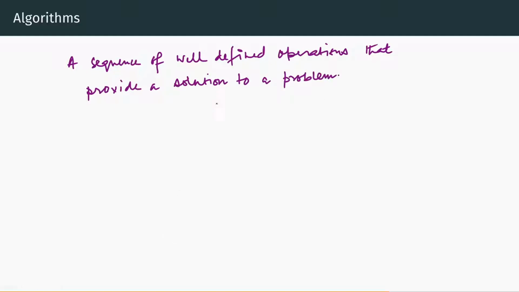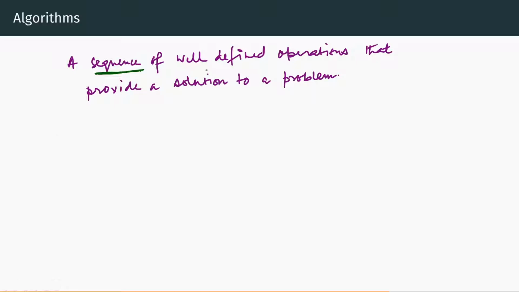Okay? So if you have a problem that you want to solve, and let's say you're teaching somebody else to solve that problem for you, what you do is you give a sequence of well-defined operations that that person can perform in order to solve that problem for you, right? Now, there are a few things to notice in this definition. Firstly, an algorithm is a sequence, okay? So it means it is a set of operations that has to be executed one after the other. There is a well-defined flow in which the operations are to be performed.